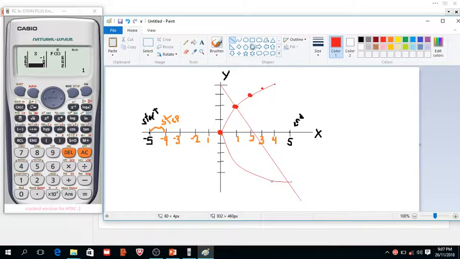So this equation is y squared equal 4x, and this line is 2x plus y equal 4. So I think that's it.